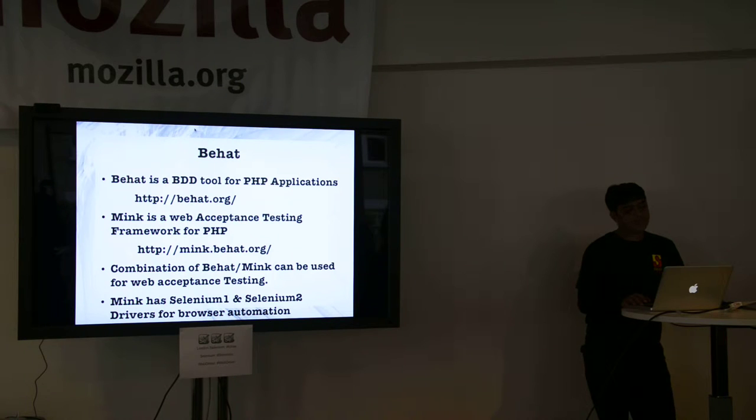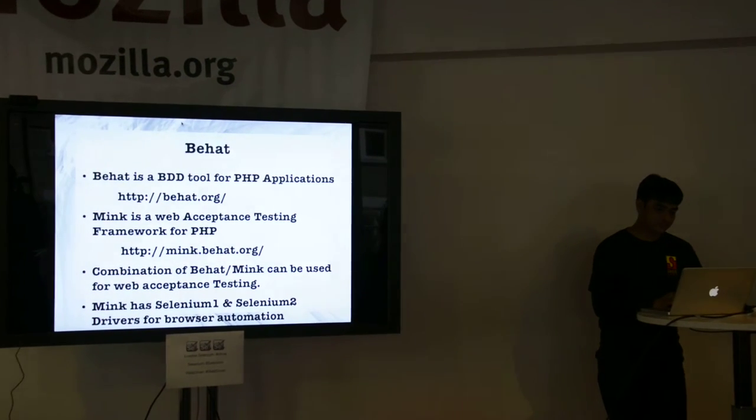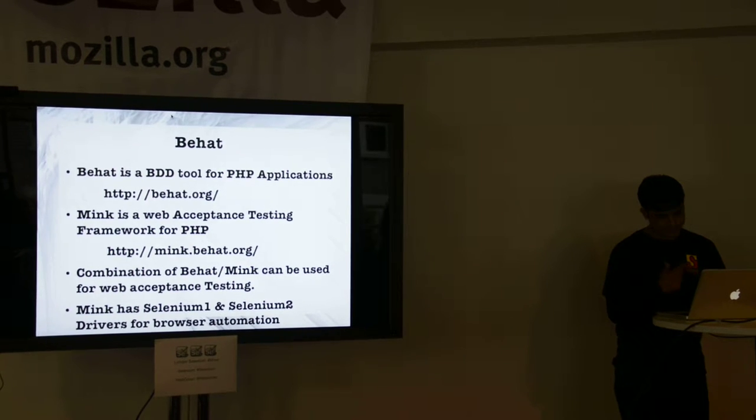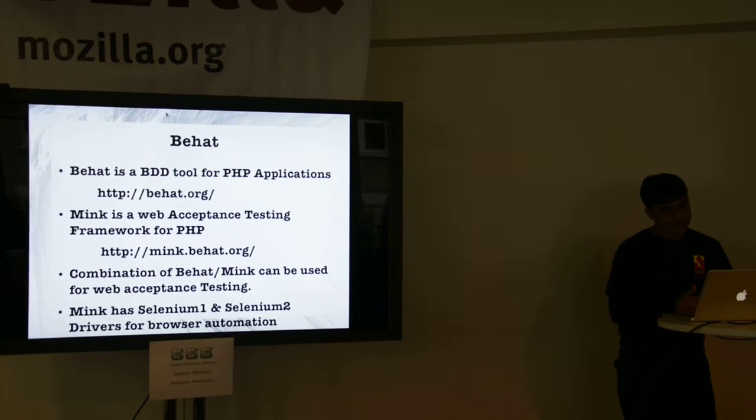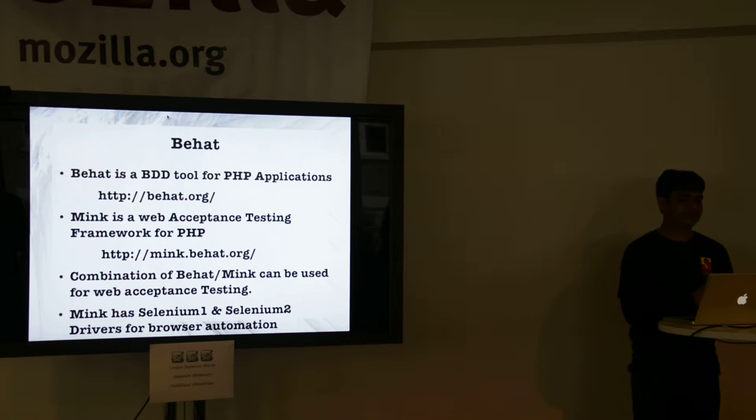The idea taken from Cucumber is to implement the same ideas in PHP applications, because before that there was no BDD tool for PHP applications, and Behat is the first ever tool for BDD in PHP. There was a Cucumber version that could be used for PHP applications called Cuke4PHP, but that couldn't be enough for browser automation and all this stuff.